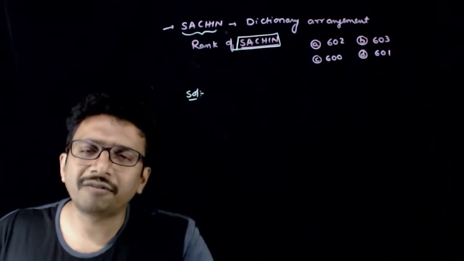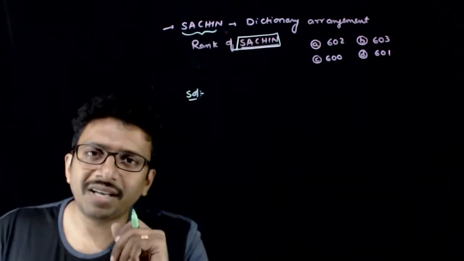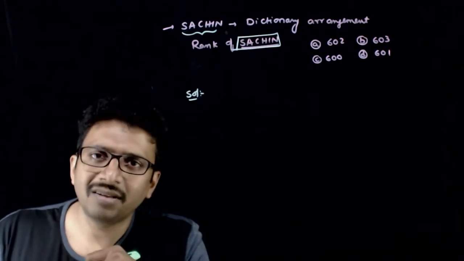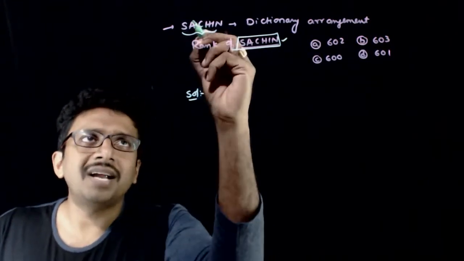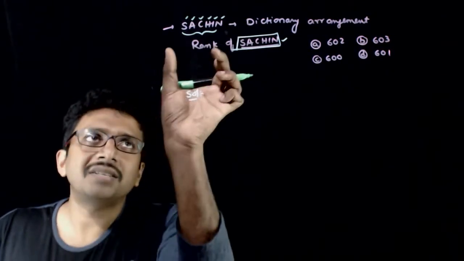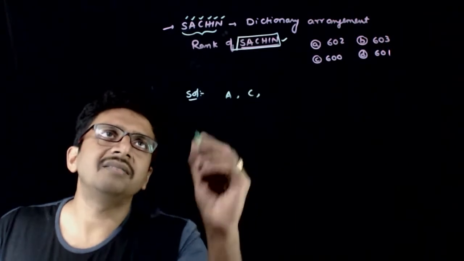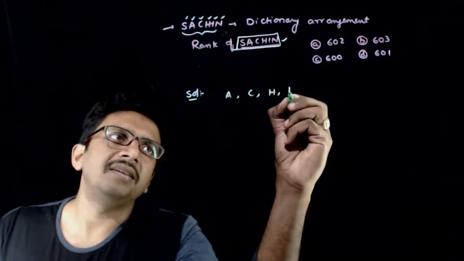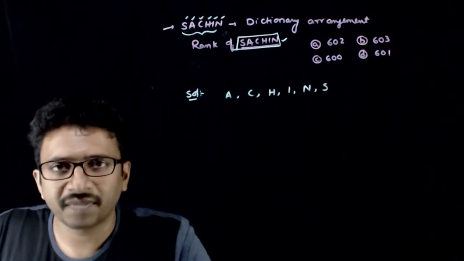If I want the rank of the word Sachin, so all the words are arranged in a dictionary. That means obviously they're arranged in alphabetical order, right? So if you want to find the rank of Sachin, first you need to understand the alphabetical order of the letters in the word Sachin. So let us write the letters in alphabetical order. First A comes, after that C, then H, I, N, and lastly you get S.